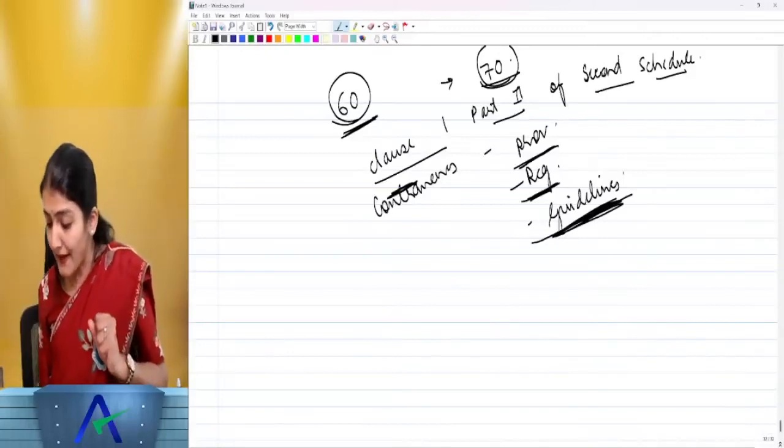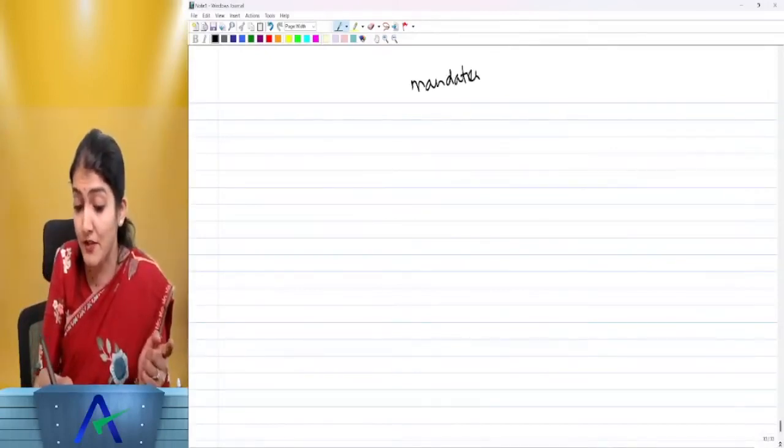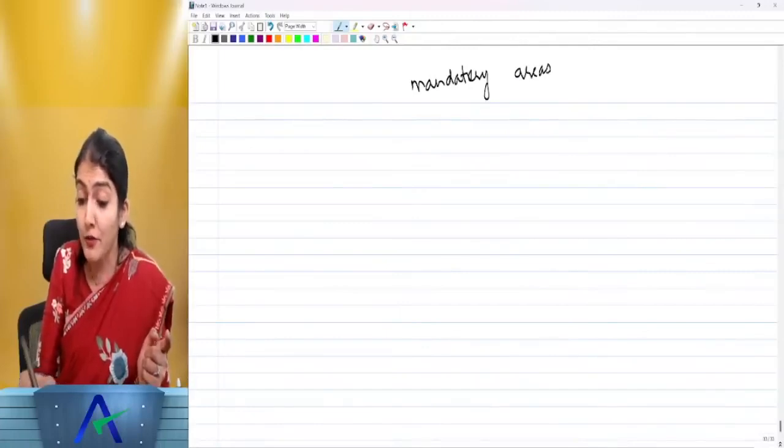Okay. Mandatory areas of review by the audit committee. This question has come 5 to 6 times in the exam. Then you tell me that you don't know these points.